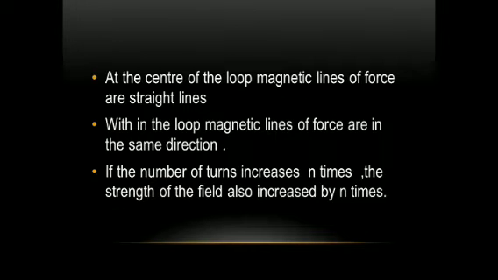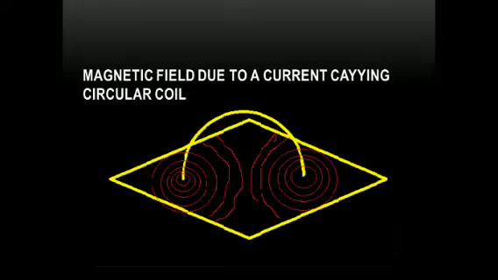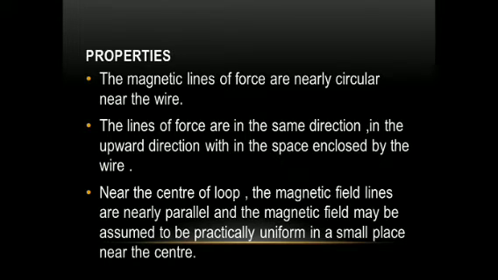At the center of the loop, magnetic lines of force are straight lines. Within the loop, the magnetic lines of force are in the same direction. If the number of turns increases n times, the strength of the field also increases by n times. Magnetic field due to a current carrying circular coil. The magnetic lines of force are nearly circular near the wire.